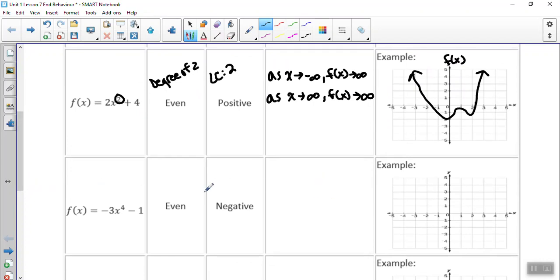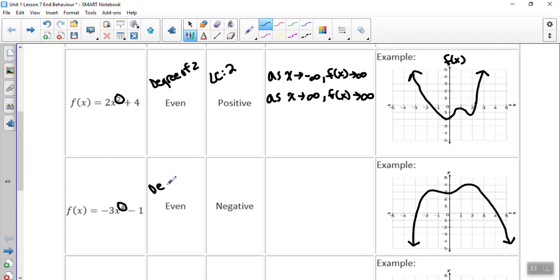Another type of end behavior is even and negative functions. An even function will have the same end behavior on both sides, but since it's negative, whatever it's doing in the middle, it's going to both go down. They have the same end behavior and they both point down. Here's an example of an even negative. This is an even function because my degree is 4, and 4 is an even number. And this is negative because my leading coefficient is negative 3.